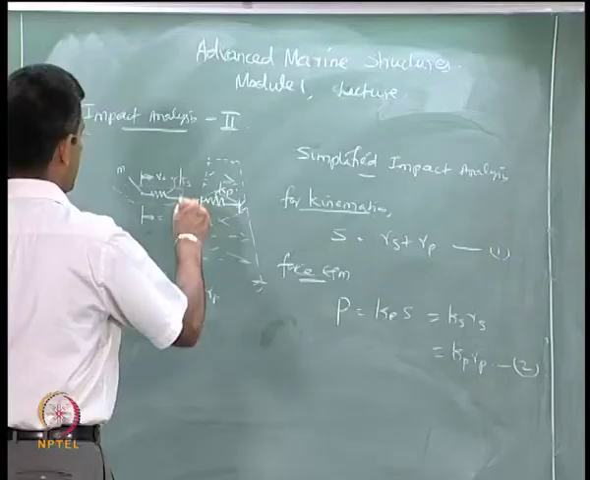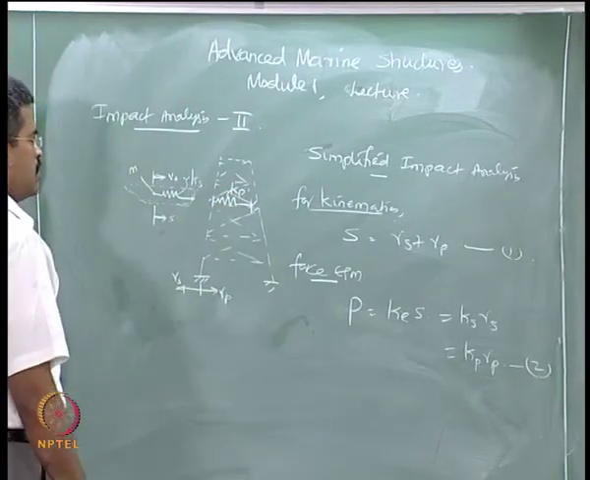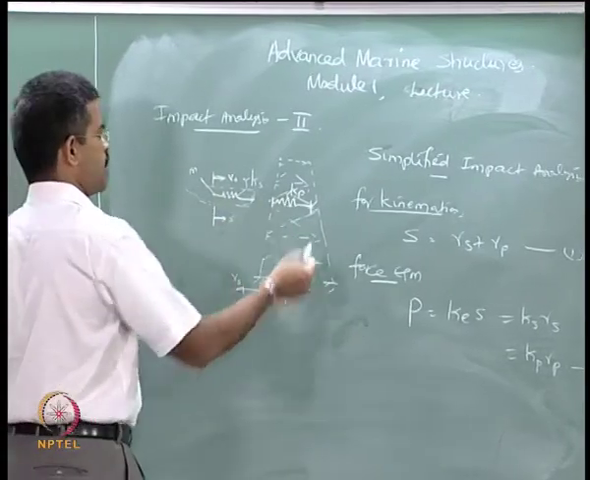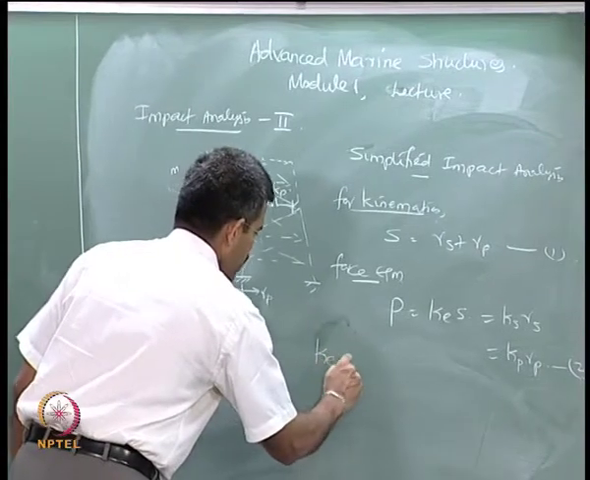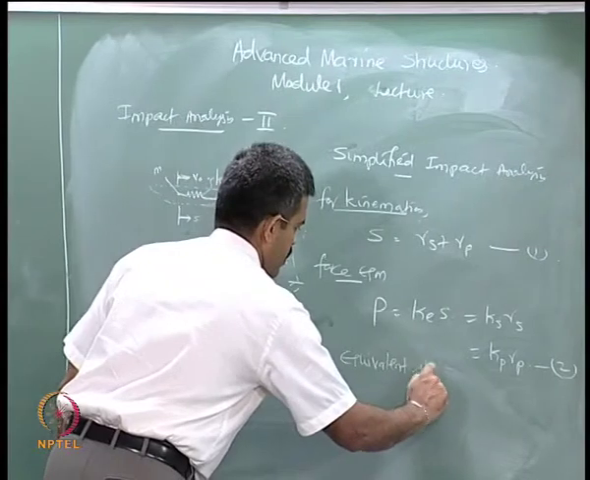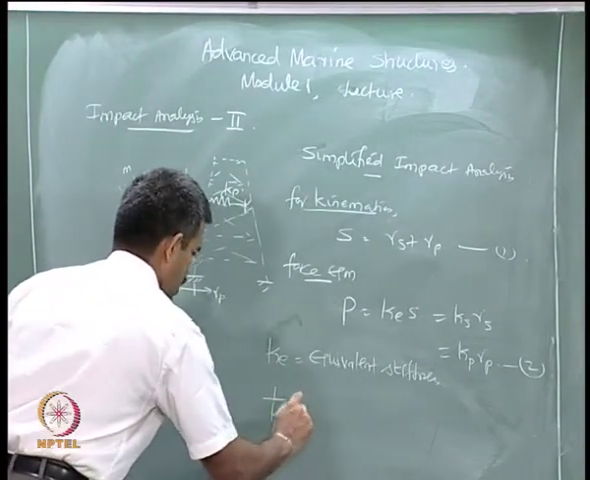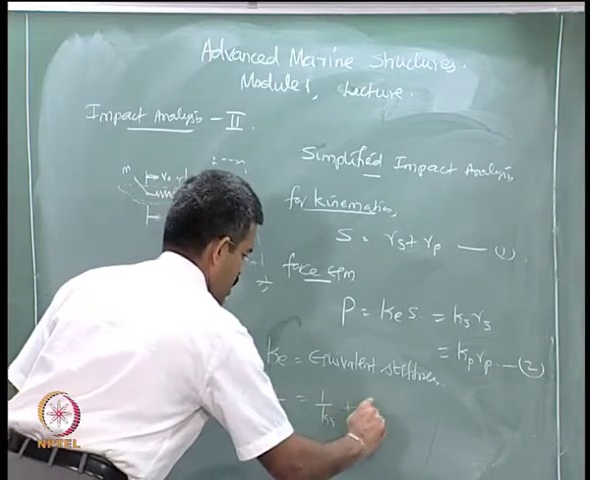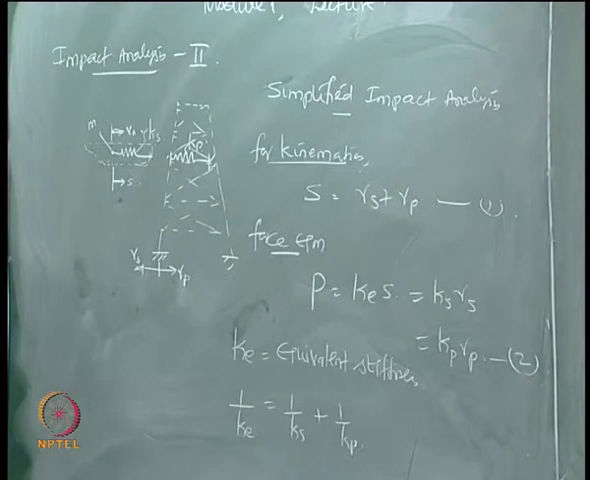Suppose I know that Ks and Kp are the idealized stiffness of the ship and the platform respectively, I can find Ke, which is the equivalent stiffness, to model this problem as 1 by Ke is 1 by Ks plus 1 by Kp, looking at this figure, equation number 3.